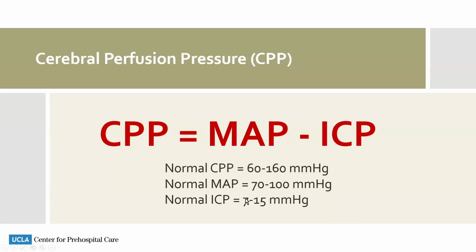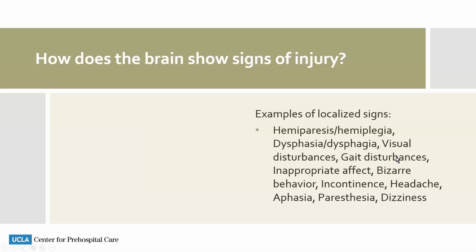If your MAP is within your 70 to 100 millimeters of mercury, then you know that at least that figure is good. So if my MAP is below that or above that, there probably will be repercussions to our cerebral perfusion pressure, possibly to our ICP or intracranial pressure as well. But you need to know this particular formula. So how does the brain show signs of injury?